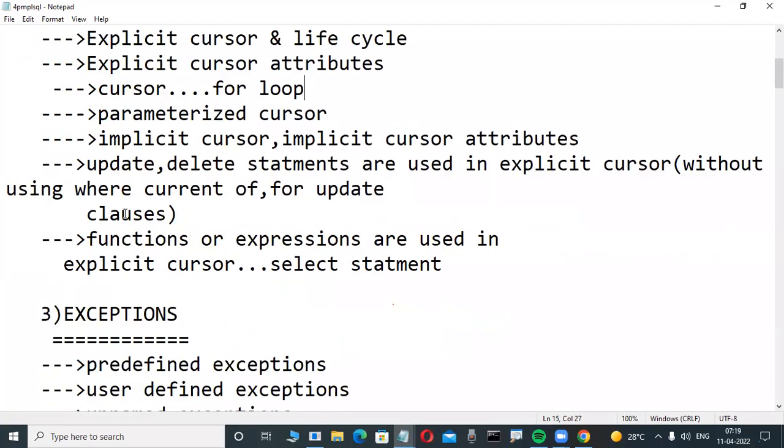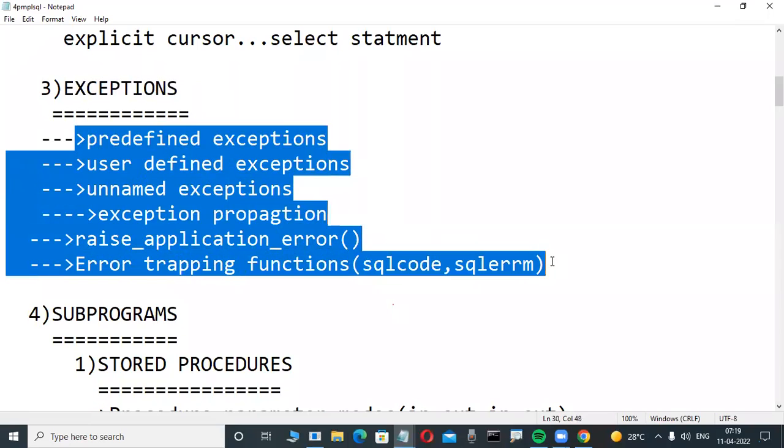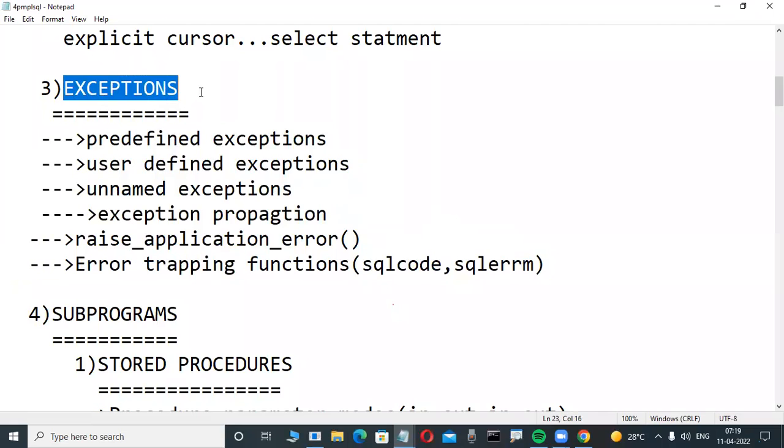Once we are good at cursors, then we learn the exception handling mechanism. Same like Java, same like C++, try, catch, throw, finally blocks are there. Yes, that much complexity is not there. Error numbers and error messages we simply suppress, and we display messages in an end-user understandable format. For that we use the exception handling mechanism.